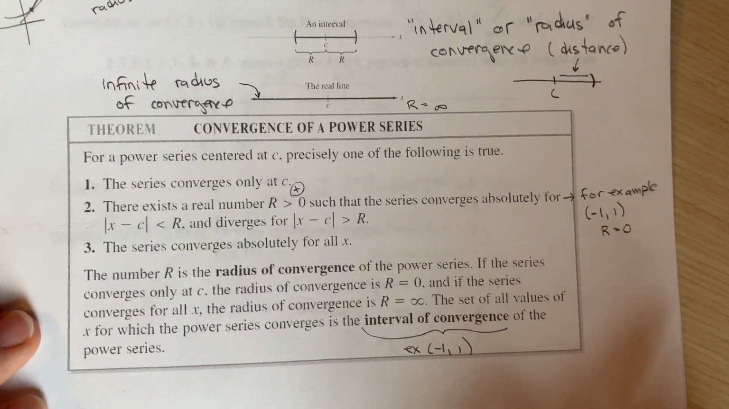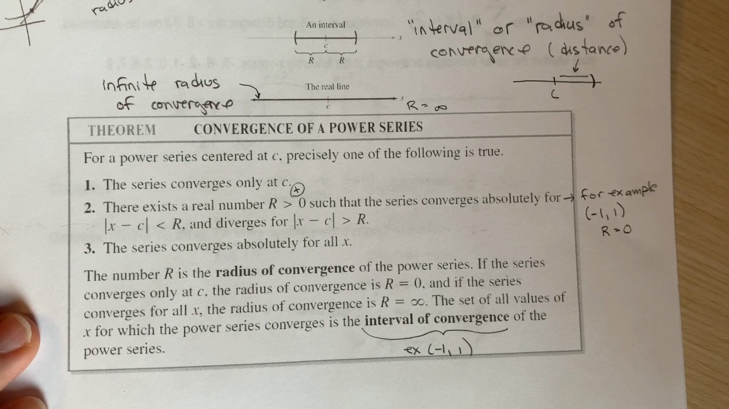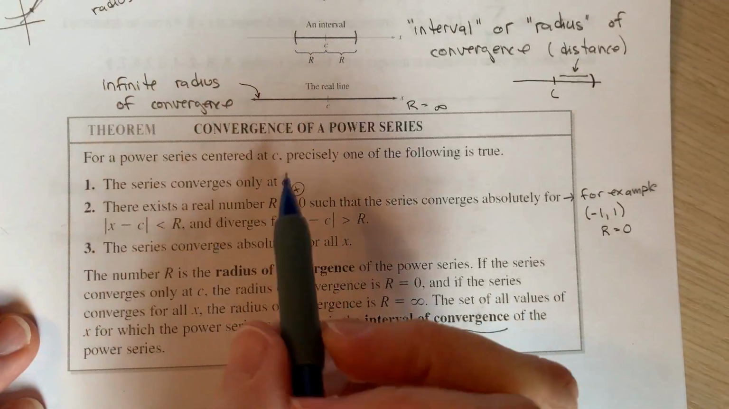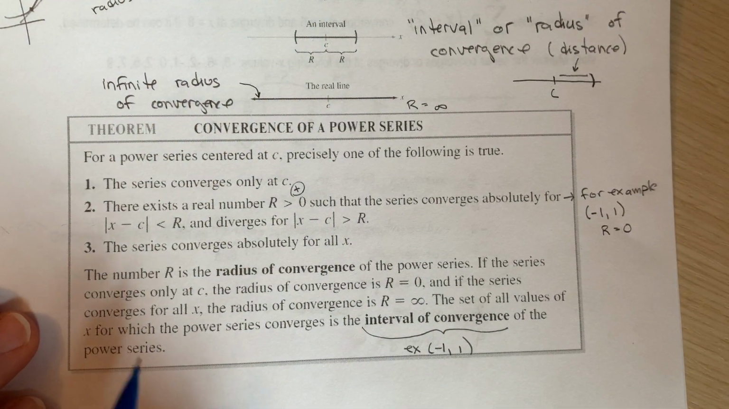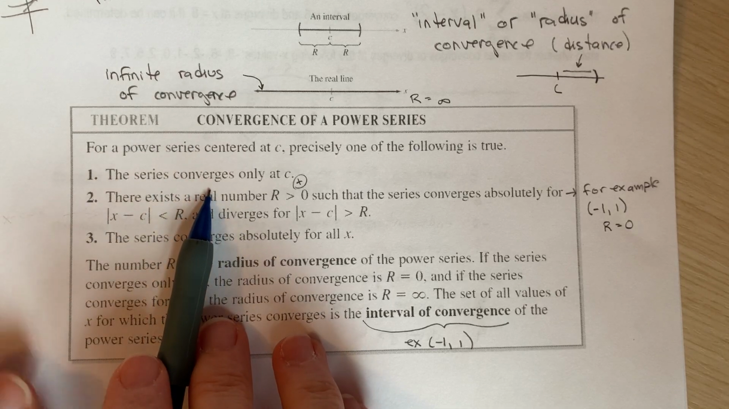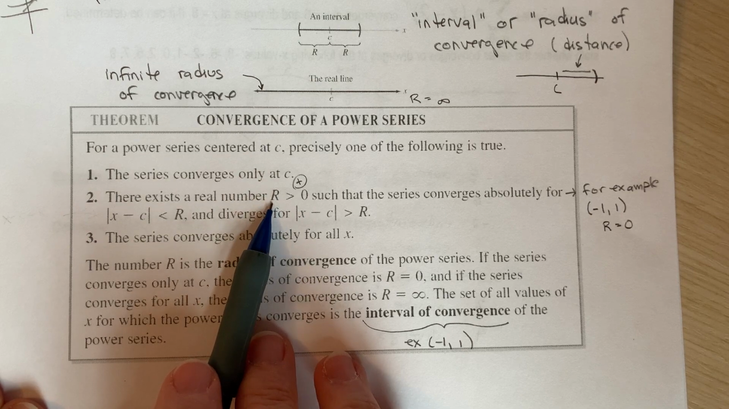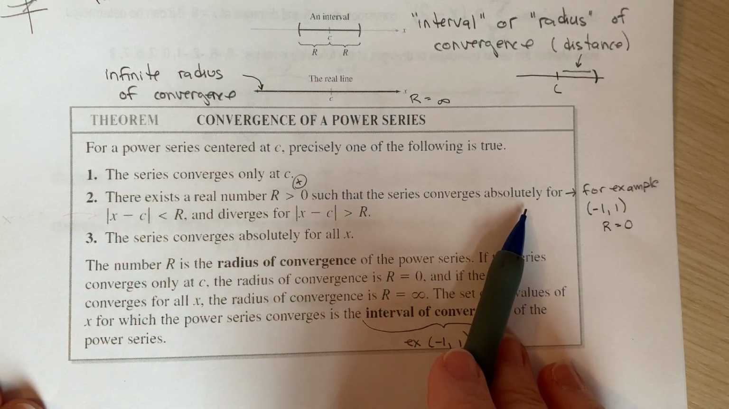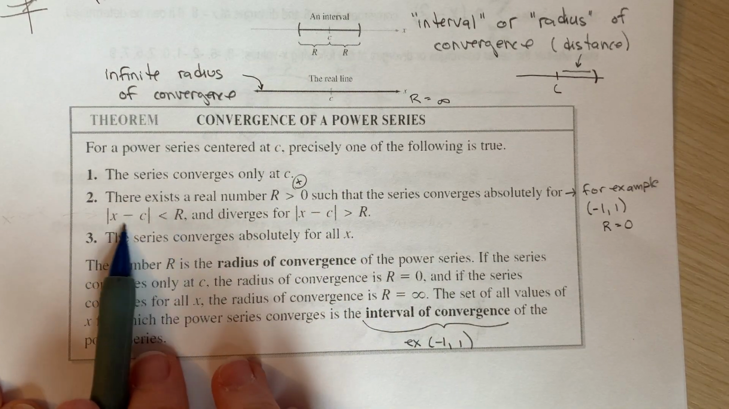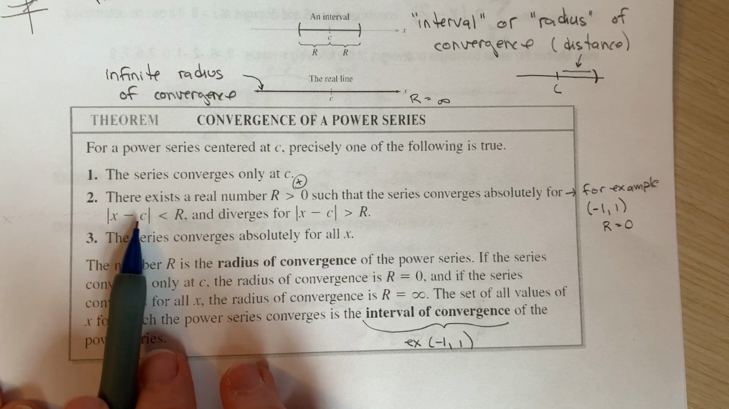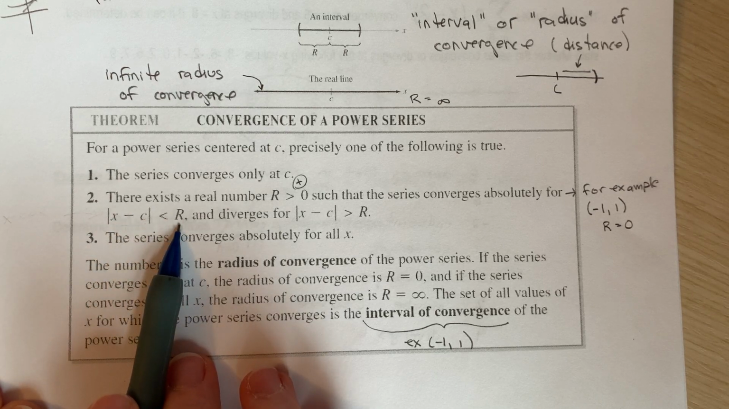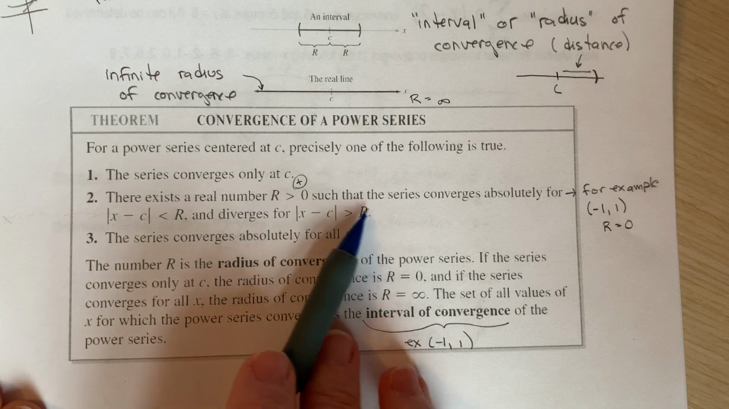Here is the theorem for what was in those pictures up above. For a power series centered at C, precisely one of the following is true. The series converges only at C. There exists a number r such that the series converges absolutely for your x value minus your center less than r, or diverges for greater than r.